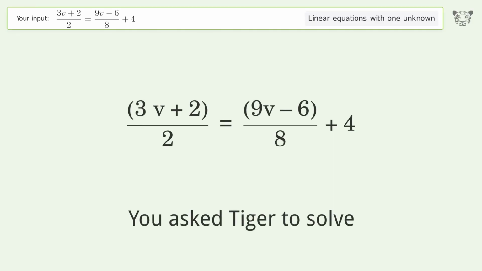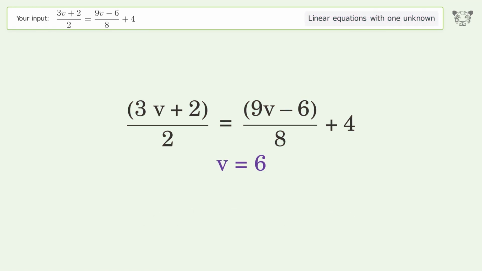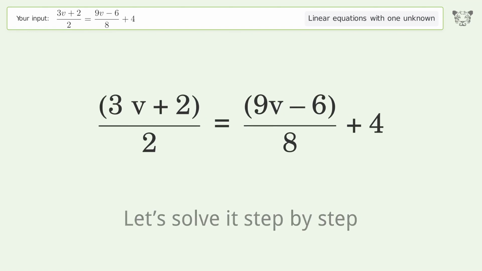You ask Tiger to solve. This deals with linear equations with one unknown. The final result is v equals 6. Let's solve it step by step.